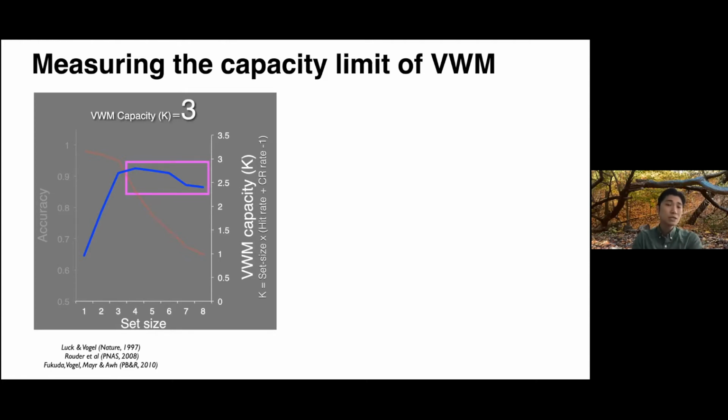Based on this robust finding, researchers argue that our working memory capacity is severely limited to about 3 to 4 colored squares worth of information.